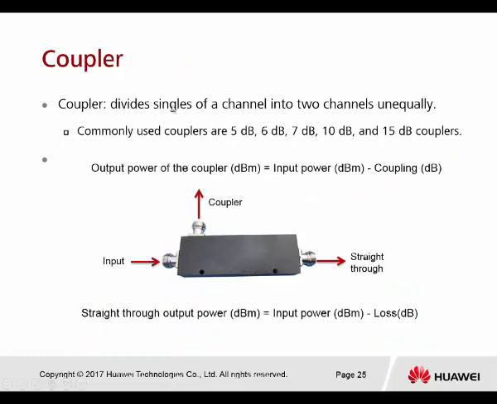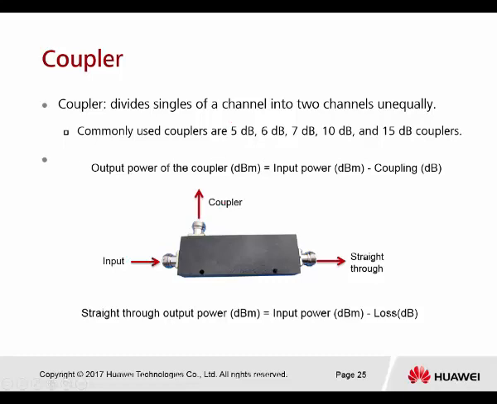Okay, the coupler. It divides the signal of the channel into two channels uniquely. Commonly used couplers are 5 dB, 6 dB, 7, 10, and 15. So this is the input for our feeder line. This is the straight in and the straight through, and this is a coupler. This one will depend on which model you select.